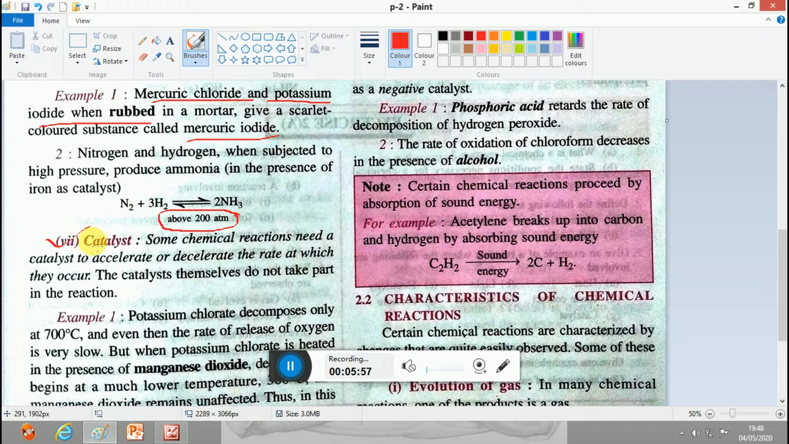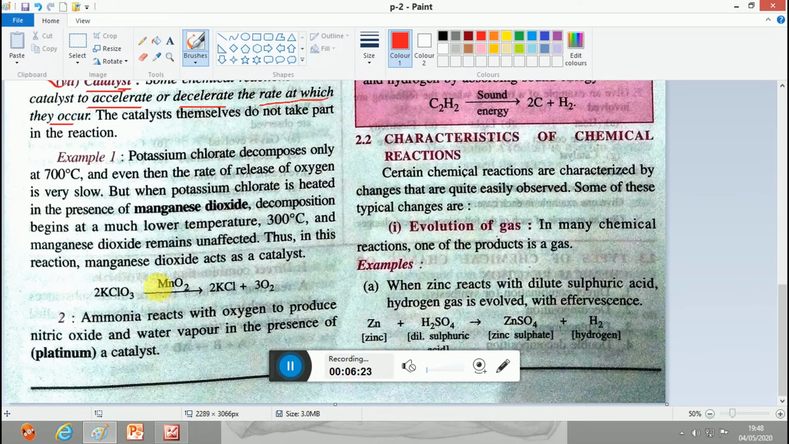Sometimes catalysts are required for successful chemical reactions. Catalysts are substances which affect the rate of chemical reaction. Catalysts may accelerate or decelerate the rate at which reactions occur. If they increase the rate of reaction, they are termed positive catalysts, and if they decrease the rate of chemical reaction, then they are termed negative catalysts.